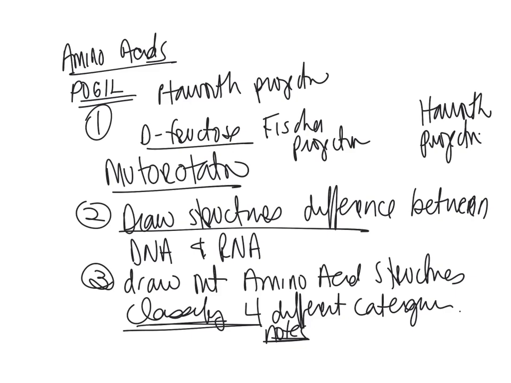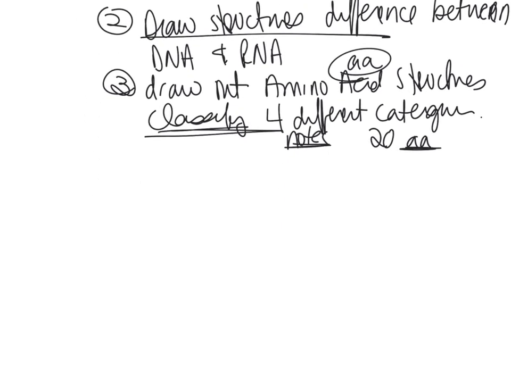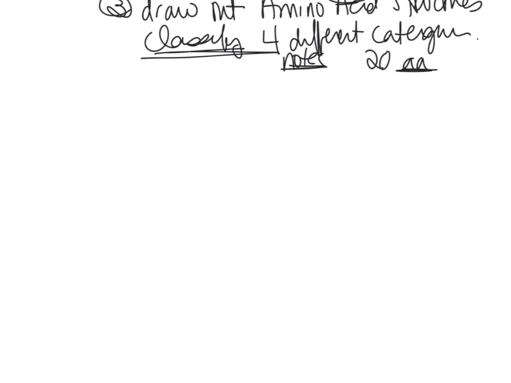And so how many amino acids are there? And you do have to know these. There are, let's say, 20 amino acids. So you need to have, AA is what I write for amino acids, drawn out and classified. We're going to do 4 different categories.